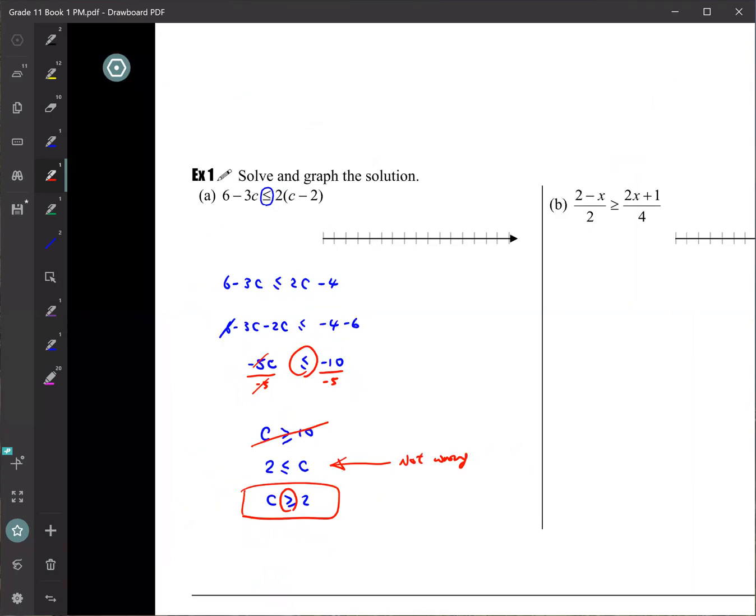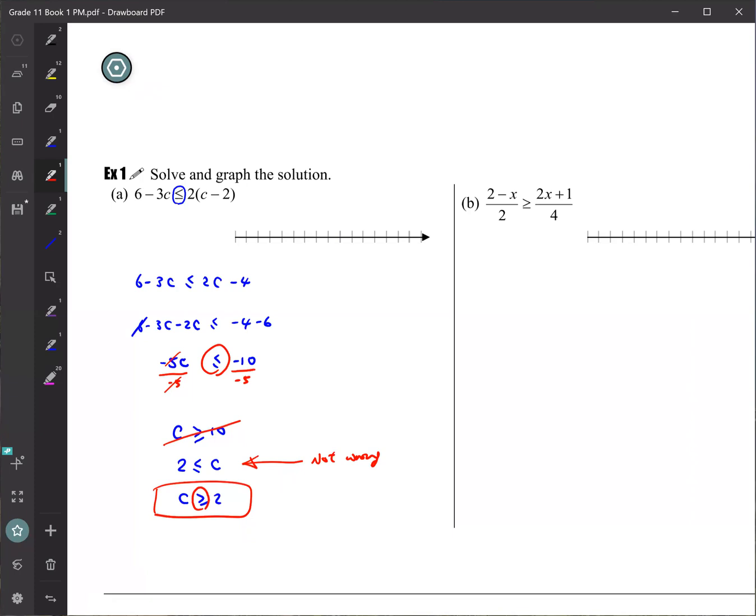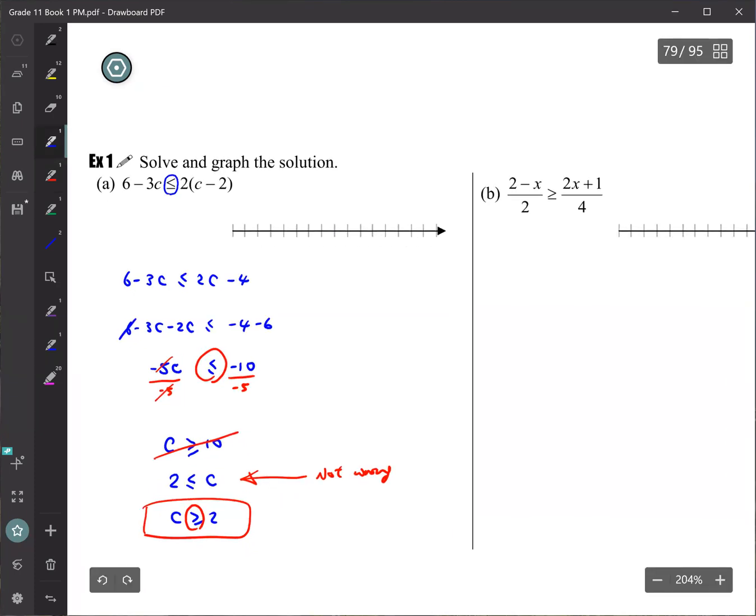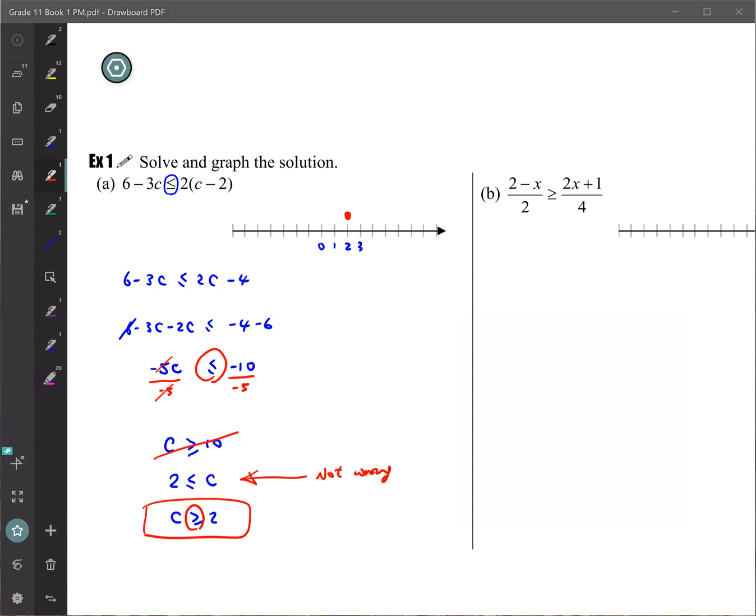All right, let's do one more. Question B, we need to complete the graph. C greater than or equal to 2, so 0, 1, 2, 3. It has an equal sign, so we need to use a solid dot. Which way should we point the arrow, Harry? Where should we draw the arrow to? On the right. Yeah, very good. So bigger than or equal to 2.